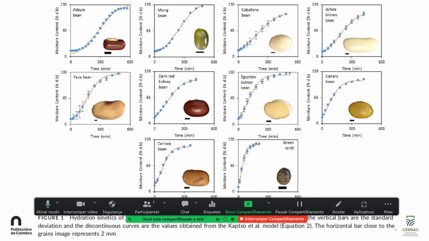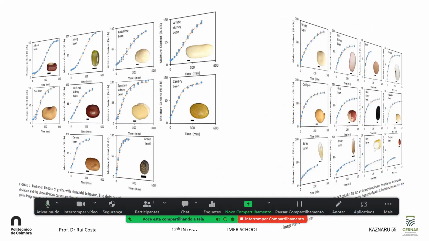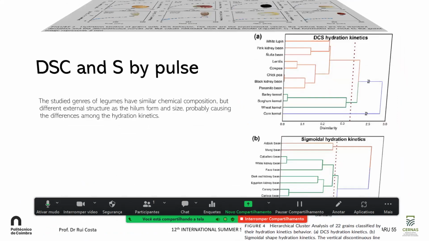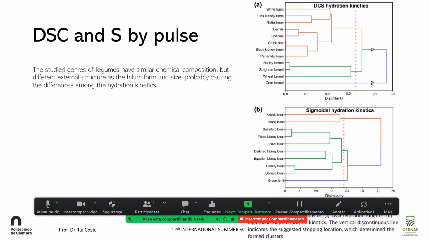Others follow the downward concave shape, and you can find this in the literature. It can be interesting then to choose a mathematical model to predict the evolution of water content along the time. Some have already studied families of hydration: which kinds of pulses follow the downward concave shape, and which kinds follow the sigmoidal hydration. So there are lists about it.